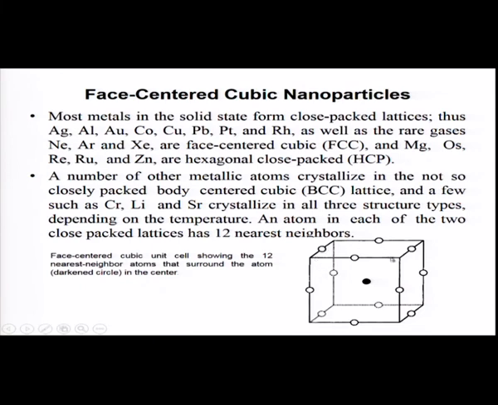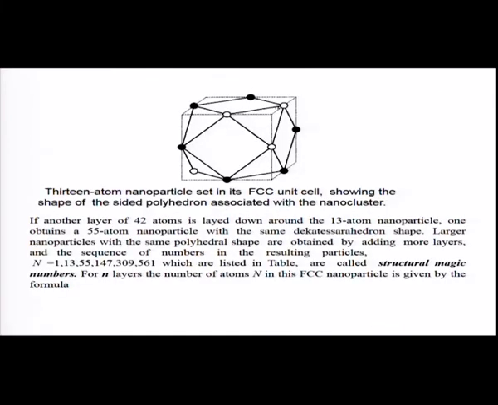When you look at this diagram, this is the face centered cubic unit cell and there are 12 neighbor atoms that surround the atom. This darkened circle at the center is surrounded by the neighbor atoms, and this is the 13 atom nanoparticle in a face centered cubic structure unit cell. It looks like a polyhedron, and the nanoclusters are associated with it.